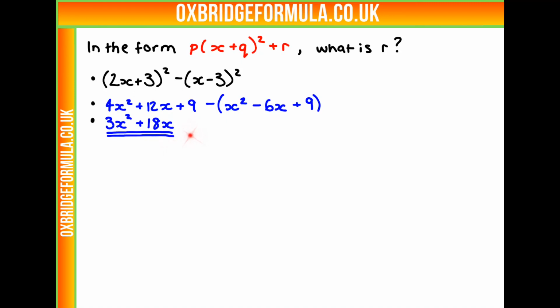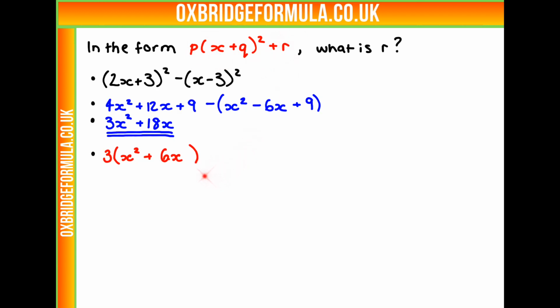So where would we go from there? Well, let's see if we can find out what p is. Let's see if we can find a common factor that we could just take out and separate. And that would be, let's say, 3. 3 is a factor in both of these, so it's a good likelihood that 3 is going to be p. And that leaves us with 3 times (x² + 6x). So this bracketed term here is going to equal this bracketed term here plus our r on the end.